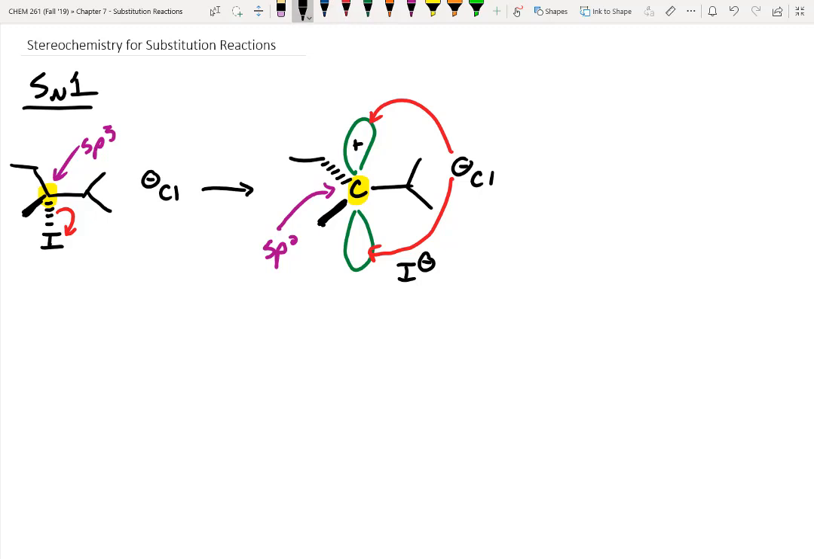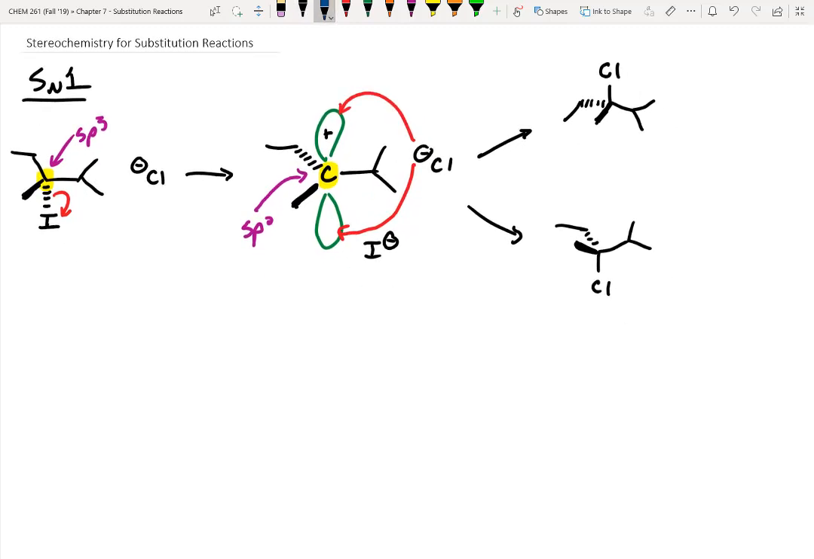All right, so let's consider the top lobe attack. If that's the case, the chlorine would be attached at the top. If we did the bottom lobe attack, it would look a little bit different. It would look like that, right? So we might get two different products out of this reaction. My question for you is, what's the relationship between these two products? They're enantiomers. Why?